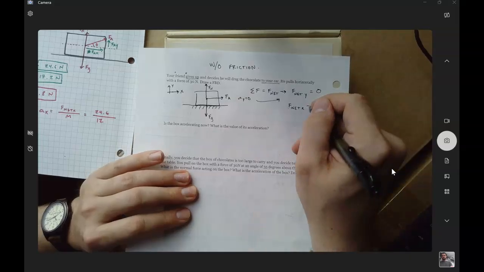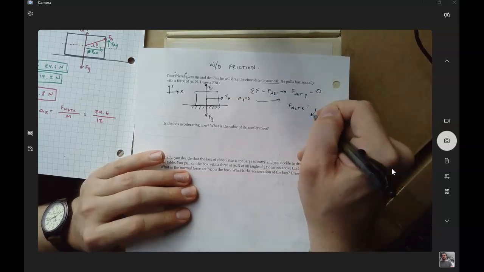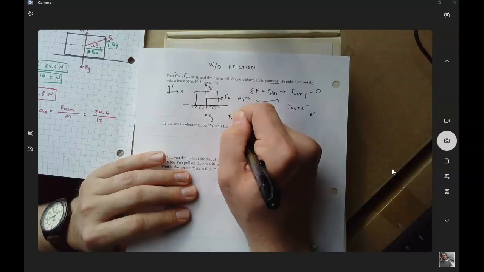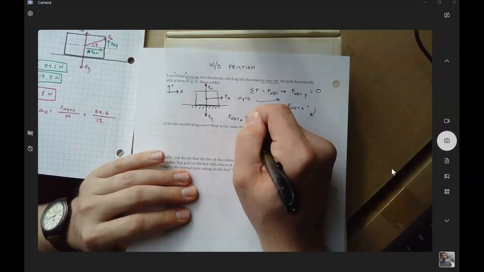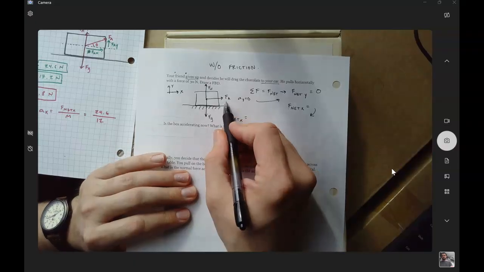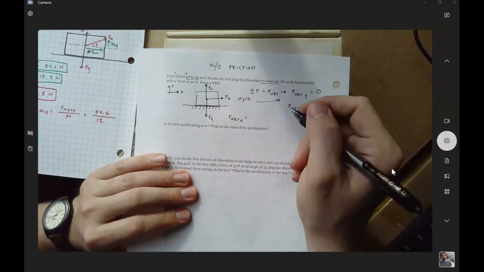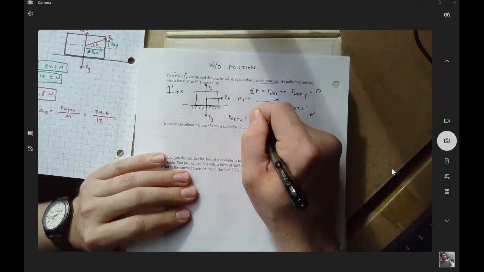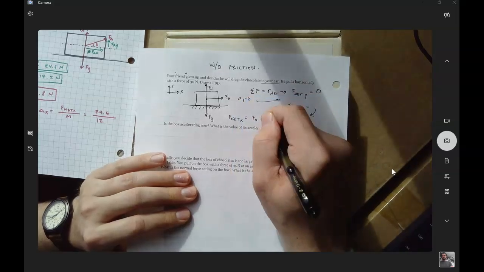Okay, how about the net force in the x direction? Well, let's think about that. F net x. What are all the forces acting in the x direction? Well, we've just got one. It's just the force applied. Force applied. That's it. So it's 30 newtons.